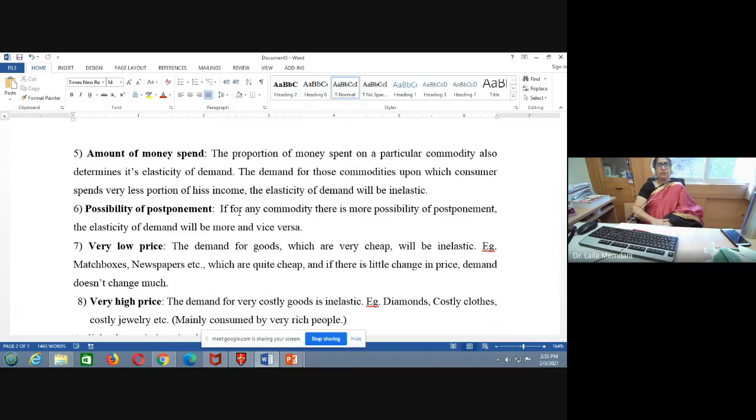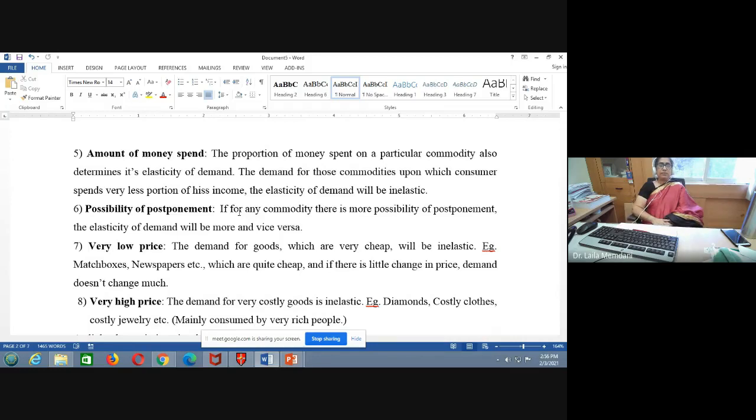Possibility of postponement. If the commodity is such that we can postpone its consumption, then the demand will be elastic. If it is not possible to postpone, then the demand will be inelastic. Like the purchase of a car. If people expect that after the budget, automobiles are going to be cheaper, maybe there is a tax on it and the government is going to remove it, then people will wait for the budget to buy the car because there is a possibility of postponement. So demand is more elastic.